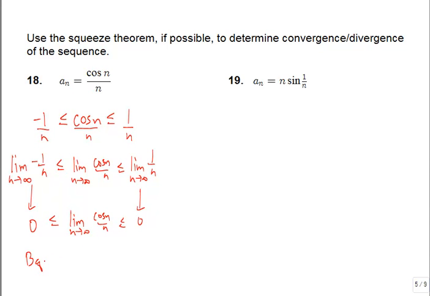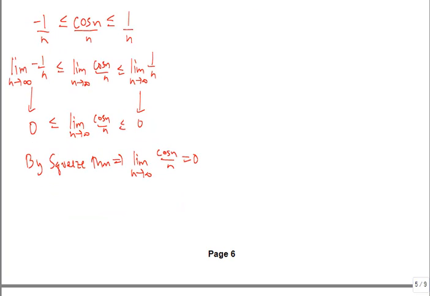So by the squeeze theorem, we can say that this implies that the limit as n goes to infinity of cosine of n over n must be squeezed in between these, so it has to go to 0 as well, which means that the sequence converges to 0.